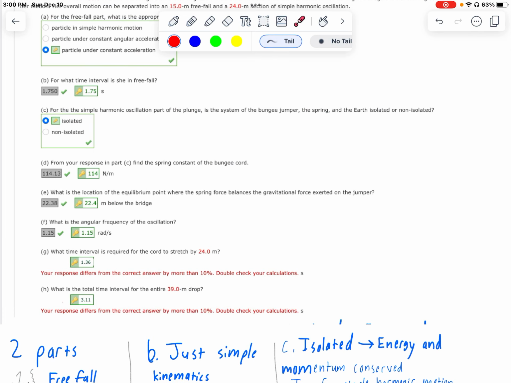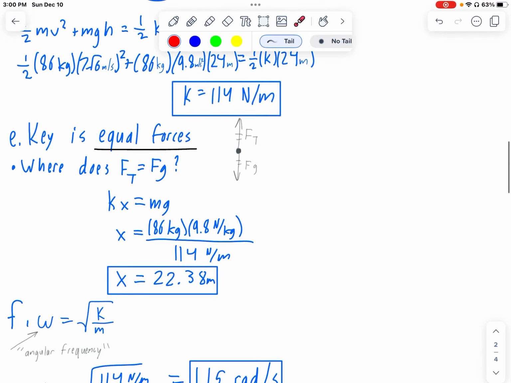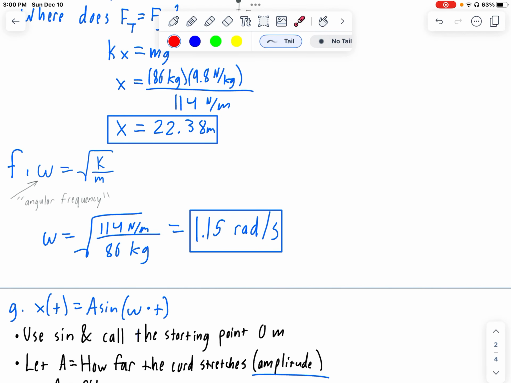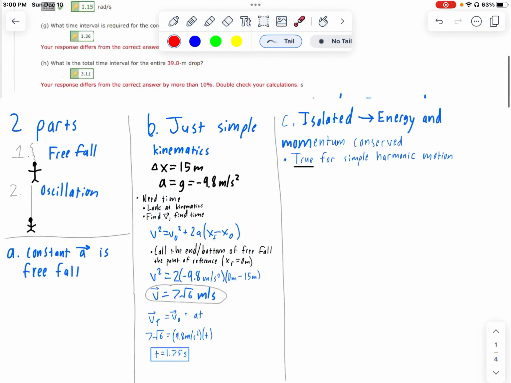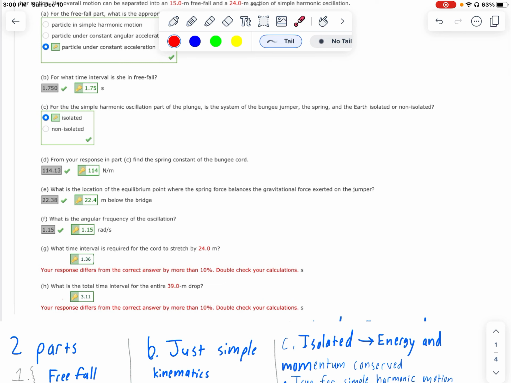What is the angular frequency of the oscillation? Angular frequency equals root spring constant over mass. We know that. We also know this. That's all good. 1.15 radians per second. Rather simple. And then what is the time interval required for the cord to stretch by 24 meters?